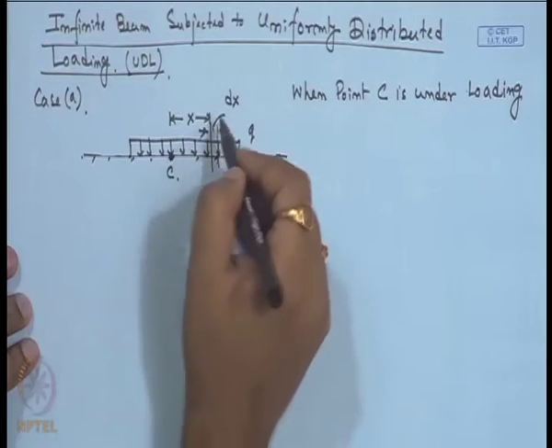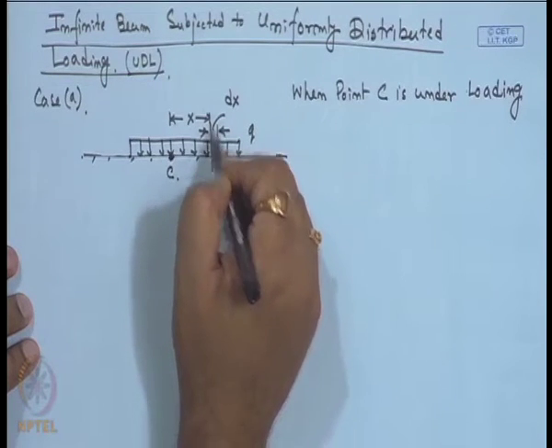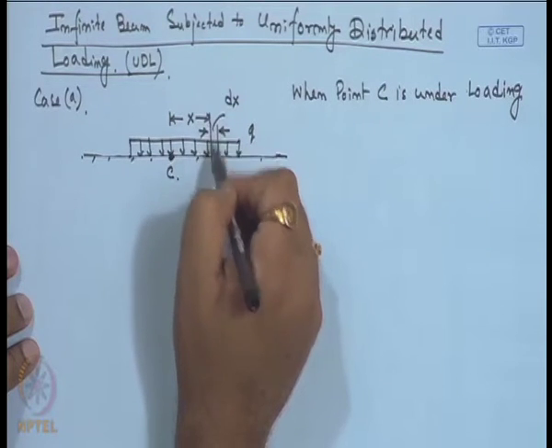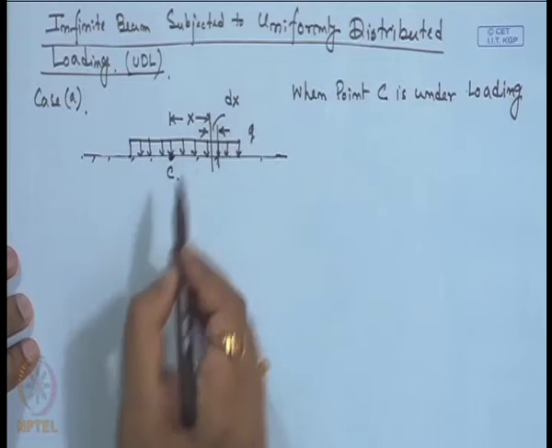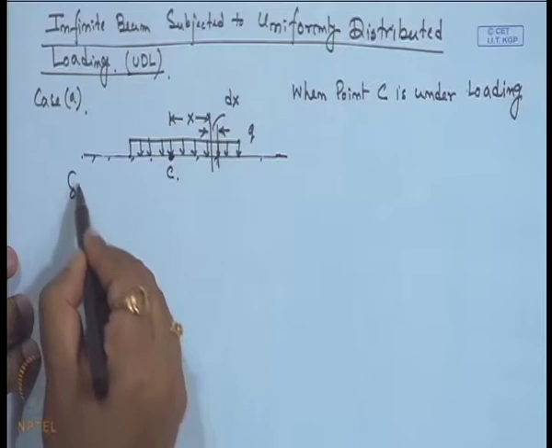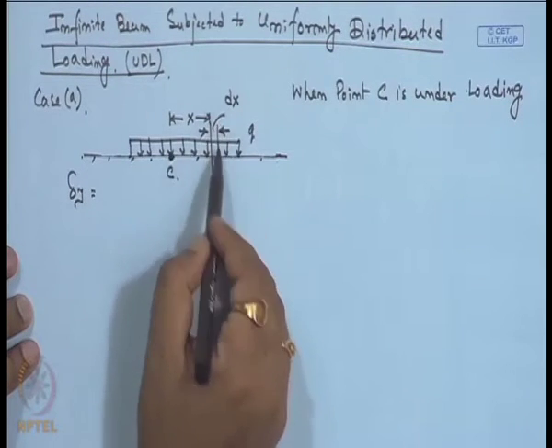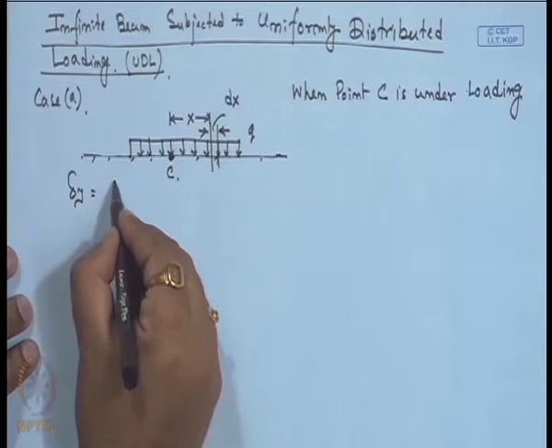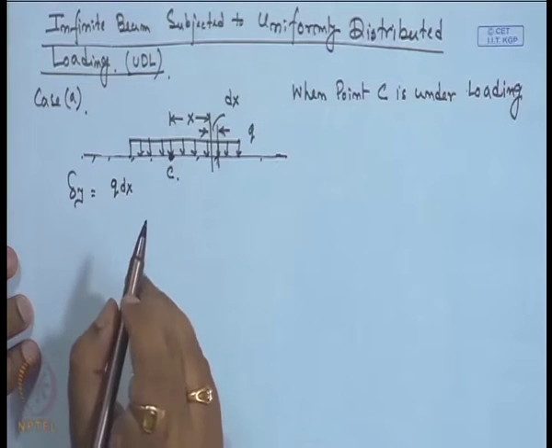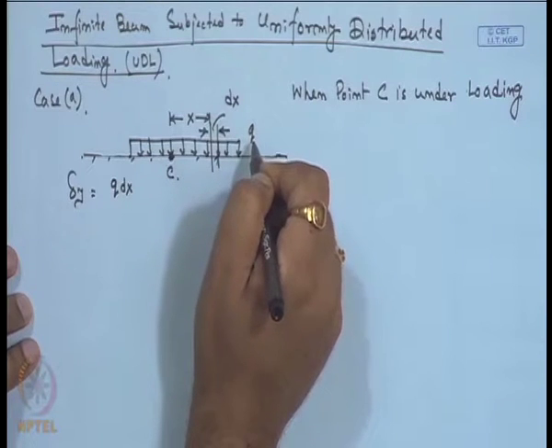So, if I consider each small segment as one concentrated load, then that concentrated load is acting at a distance of x. That concentrated load value will be q into dx. So, the delta y deflection due to the concentrated load acting at a distance of x from point C will be q into dx, that is the small concentrated load, because dx is the small segment and q is the UDL intensity.